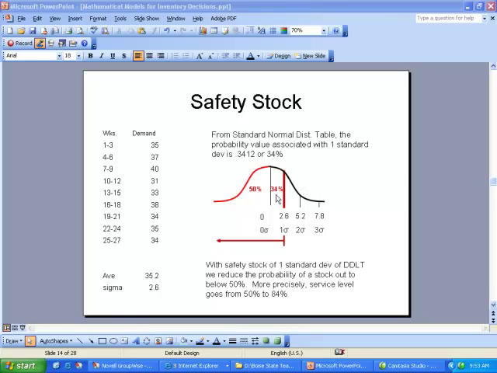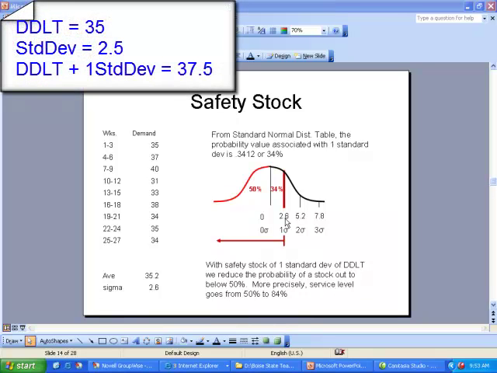So there's a 50% chance that demand is going to be equal to or less than the mean, the average demand during lead time, 35 in this case. What's the probability that demand is going to be less than or equal to the mean plus one standard deviation of 2.6? In other words, of about 37.5. What's the probability that demand is going to be 37.5 or less? That would be this point right here, one standard deviation to the right of the mean.